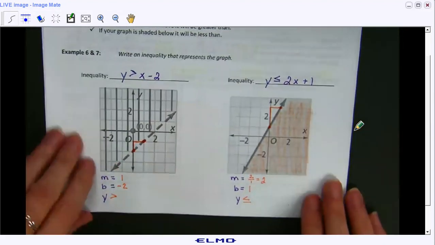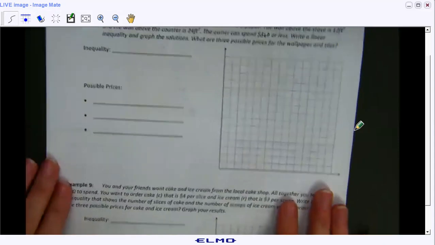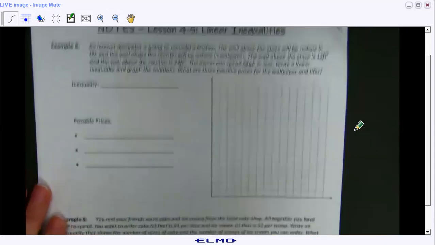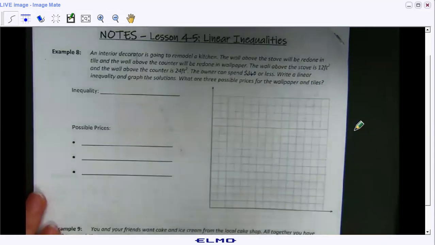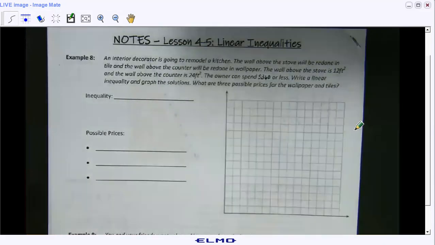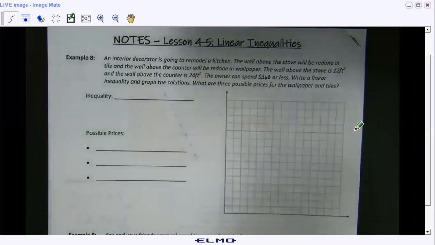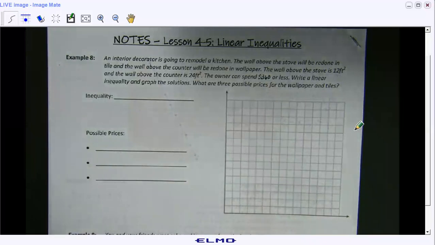Okay, let's move to the back where we have some word problems and we're going to work through these slowly so that you have a clear understanding how to do them. And there are 2 on your homework. Okay. When we write these inequalities out, they will be in standard form and we will need to convert them into slope intercept form.